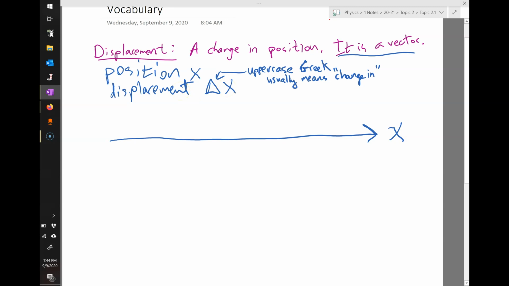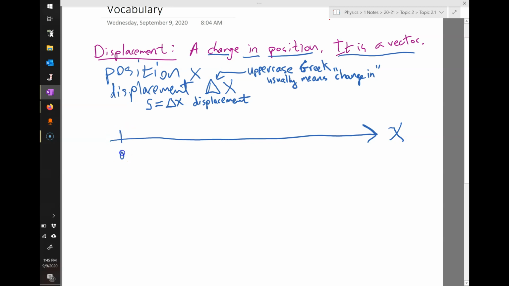IB physics also calls, more commonly, displacement s. So s is the same thing as delta x, and that is displacement. In the equations that we're going to learn that show up in the IB data booklet, which is really just the equation book, they will always call displacement s. But for this lesson, it's a little bit more instructive to call it delta x, because that really reinforces that it's change in position.